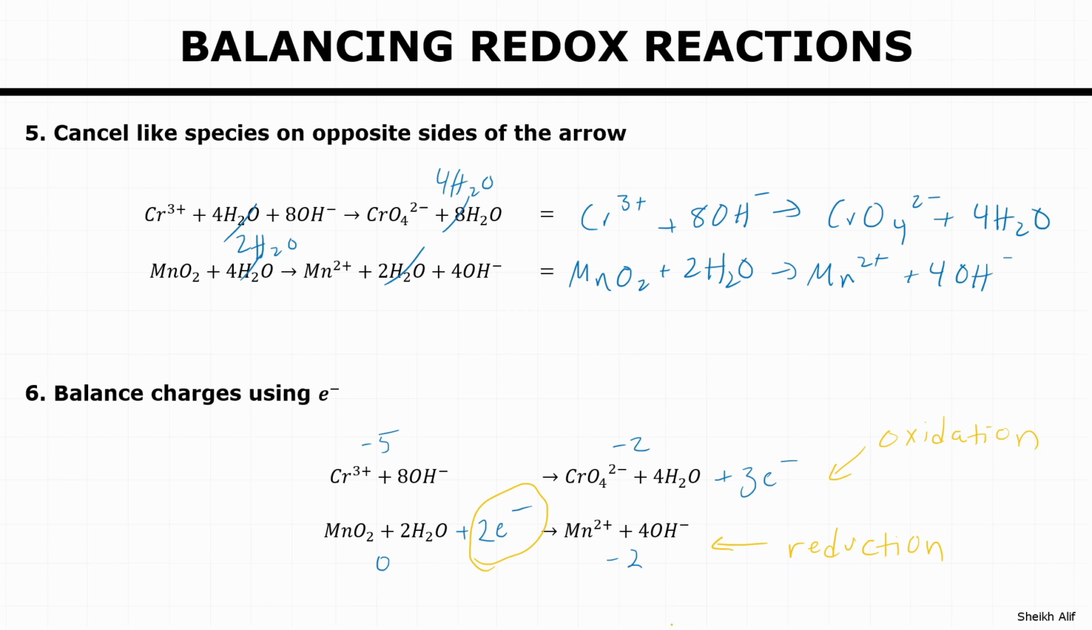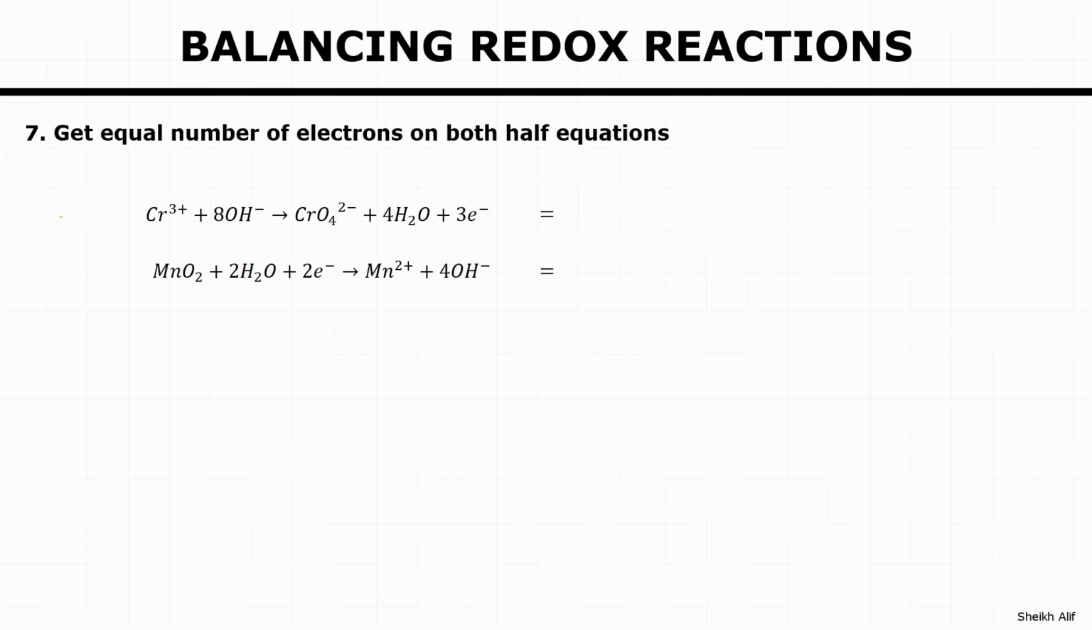All right, now that we've balanced the elements and the charges, we need to find a way to bring these all together. And in order to bring this all together, you need to have the same number of electrons on both half equations. So how would we do that? There's 3 electrons on the first, 2 electrons on the bottom. So if we get 6 electrons on both, we can cancel them all out. We can get 6 electrons on the first one by multiplying everything by 2.